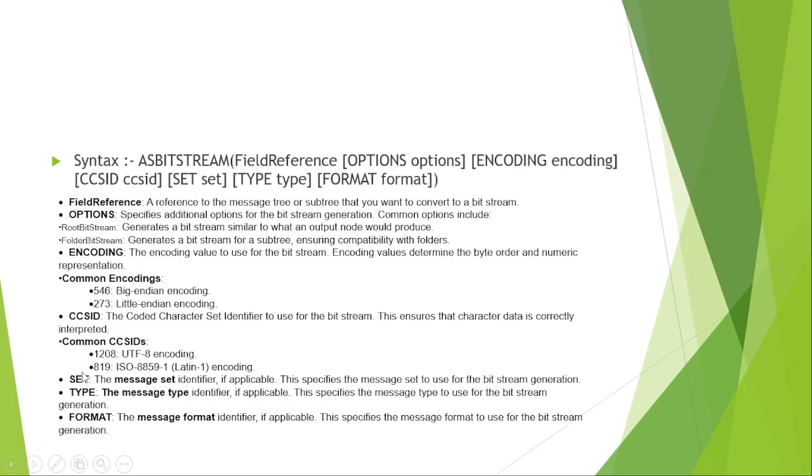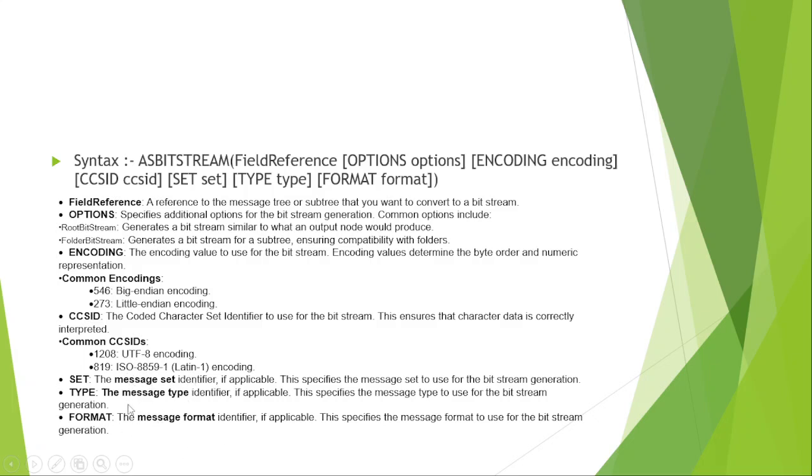Okay, now talking about set. Set is telling about the message set identifier, if applicable, and this specifies the message set to be used for the bit stream generation. Type is the message type identifier, and this also specifies the message type to be used for the bit stream generation. Format is the message format identifier, and this specifies the message format to be used for the bit stream generation. If you want to explore more about the set, think about what message set, message type and message format are.